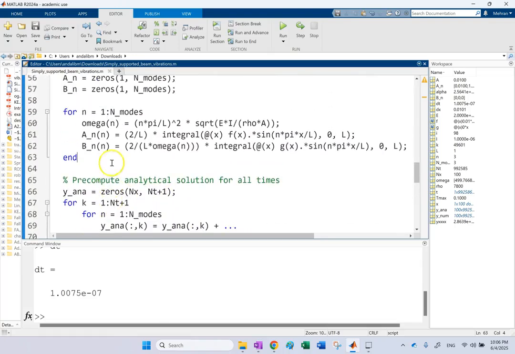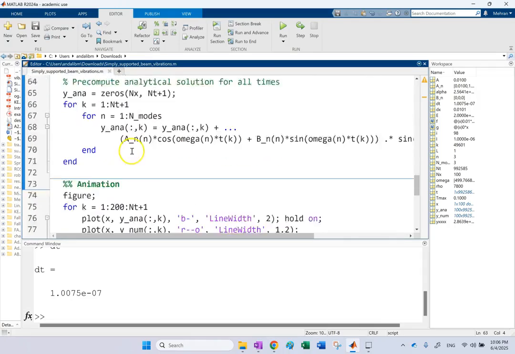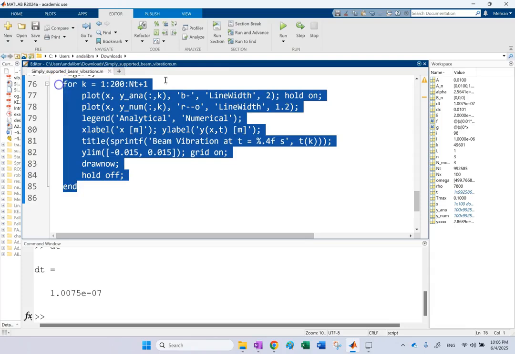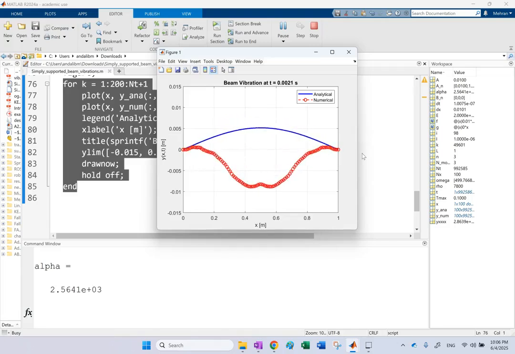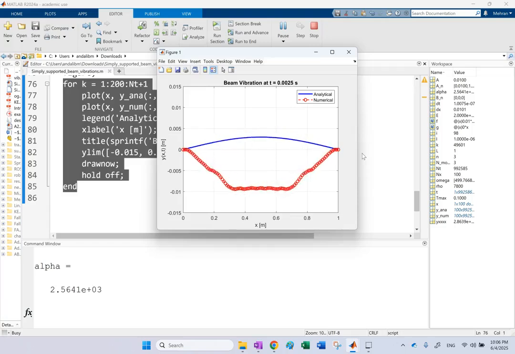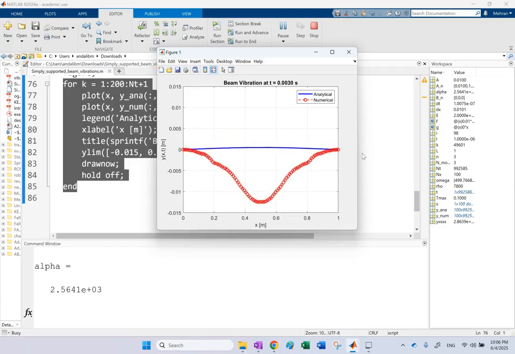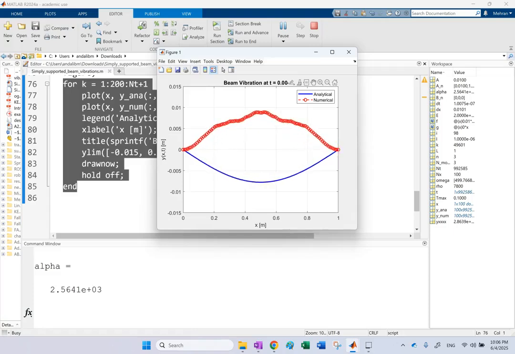And then once you pre-calculate the analytical solution, you're going to animate both of them in the same graph. And there is something interesting that you'll see here. The blue one is analytical. The red ones, those circles, are numerical. You see they are both showing vibrations. And although the frequency of them is almost the same, or exactly the same, there is a phase difference between them. You see that the numerical one is a little bit ahead of the analytical one, okay?